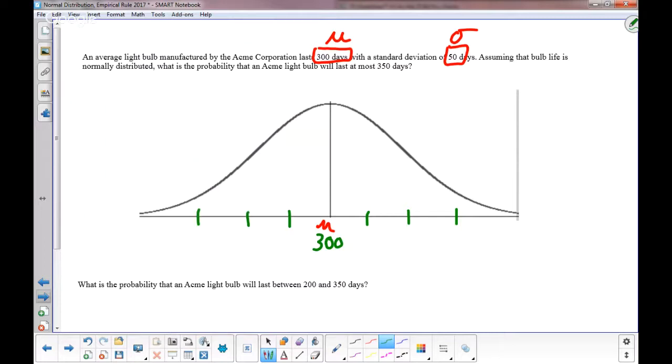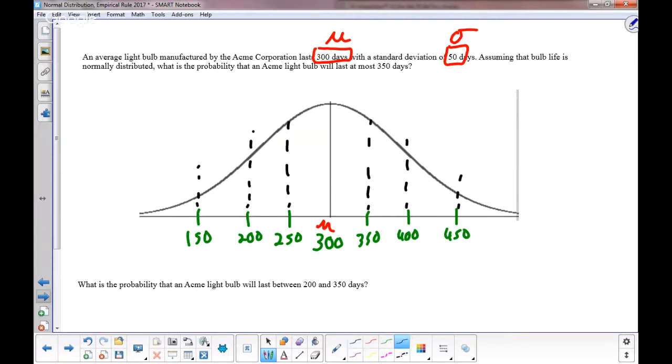And so now we just put 350, 400, 450, 250, 200, 150. If you need to, you can always draw little barrier lines to help you out.